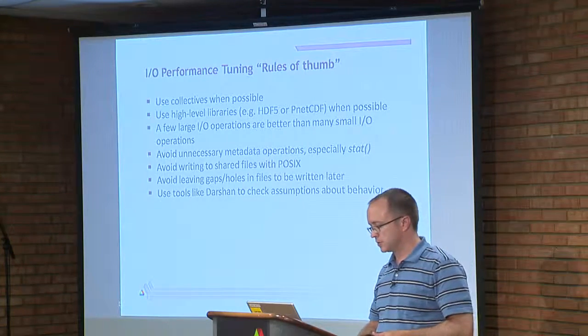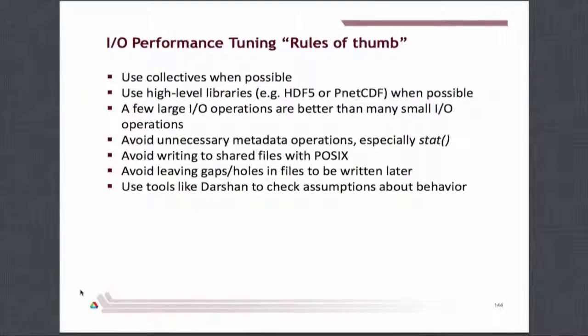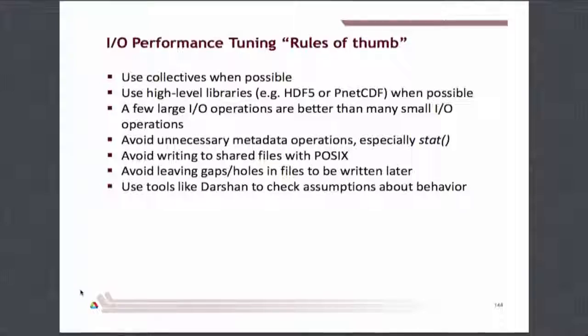And if I wanted to distill some simple rules for how you get fast I/O, these are the things that we've learned from looking at Darshan logs. First of all, use collectives if you can. This is the way that you get optimizations like two-phase I/O and collective buffering that will help you automatically aggregate your I/O. Using high-level libraries like ParallelNetCDF or HDF5 not only makes it hopefully easier for your application by giving you an API that matches your data model, but they also encapsulate some more of the optimizations that we've talked about.